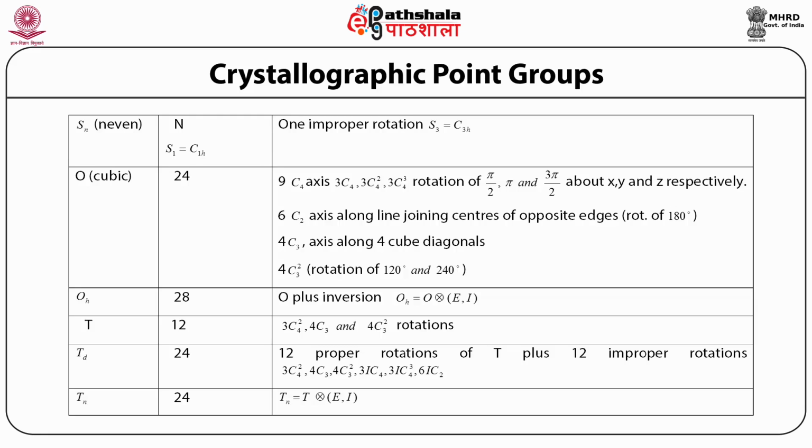Number of elements 24. The group Oh consists of 48 elements and is obtained as the direct product of the group O with inversion. So if the molecule belongs to the group O with the further symmetry of inversion, then the group is Oh. Tetrahedral group T has 12 elements. It has 3 C2, 4 C3 and 4 C3 squared rotations. That is, it has 3 two-fold rotations, 4 three-fold rotations, and so on.